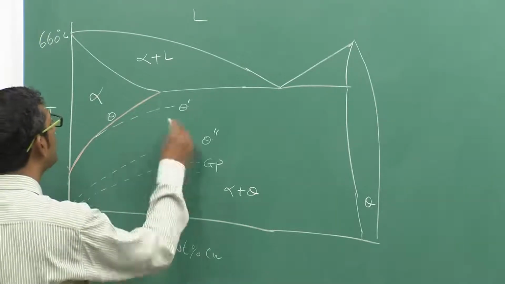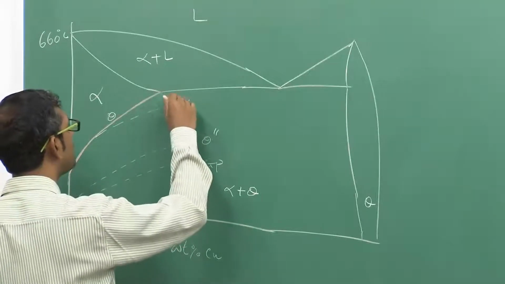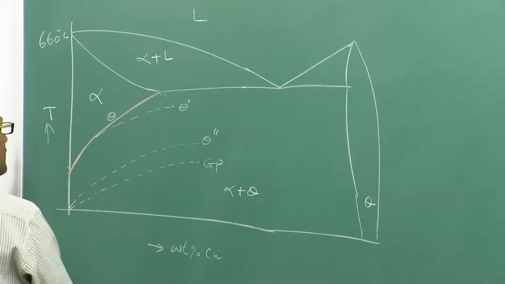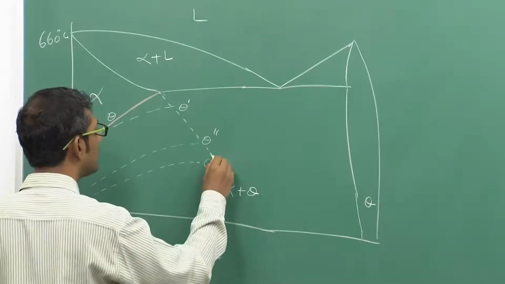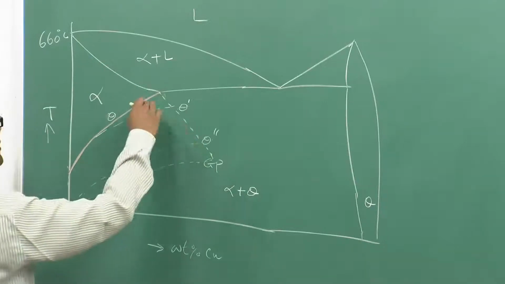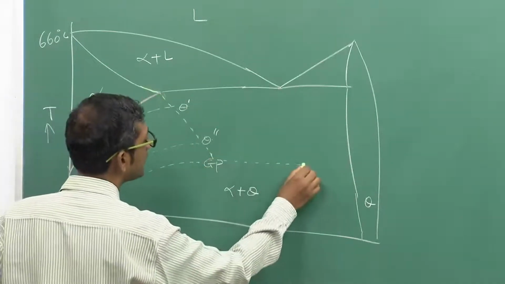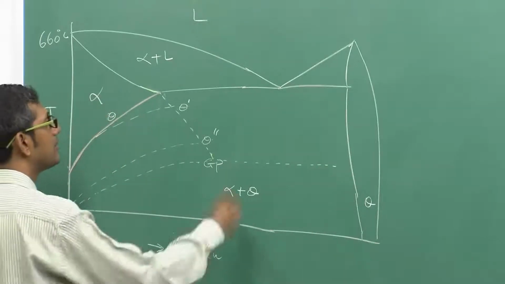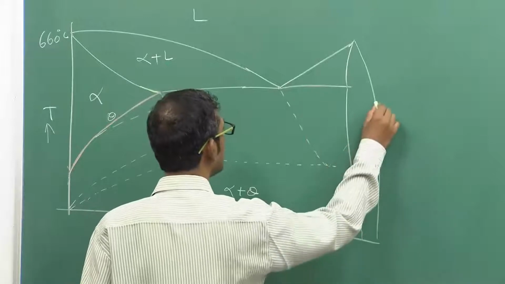So, therefore, if I have to draw the whole phase diagram, because this has shifted, everything will shift. That means this will shift like this. You see here, this line will shift like that. Similarly, you can shift everything and do that. So, this will also shift into this and become like that.